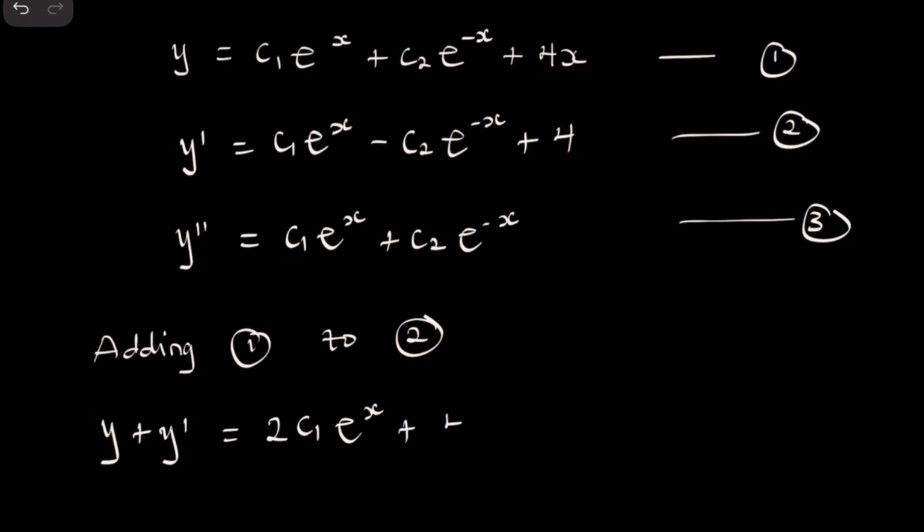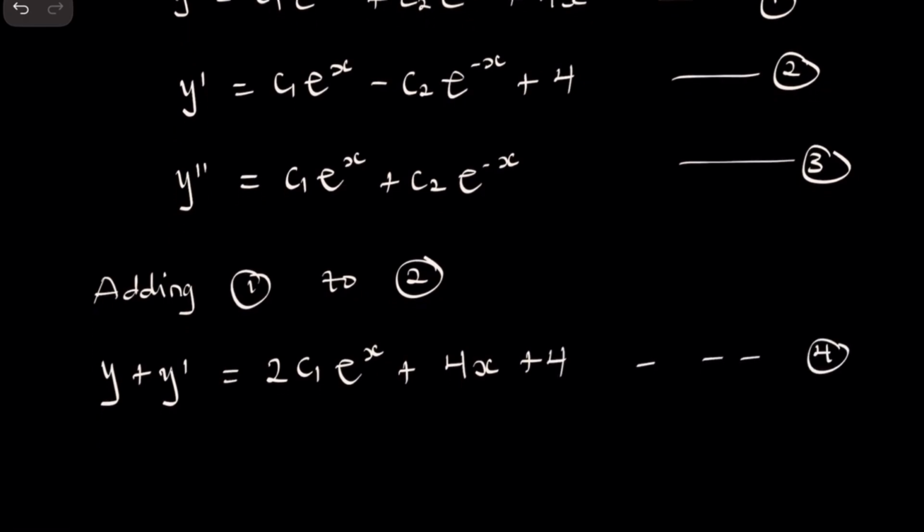So that will be plus 4x plus 4. So let's call this guy equation 4. Let's now focus on equation 2 and equation 3. So we can eliminate c2 from equation 2 and equation 3. That's when we add equation 2 to equation 3. We are going to get rid of c2.